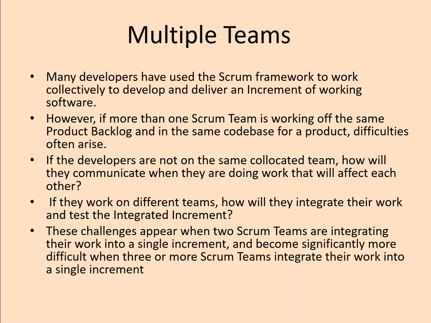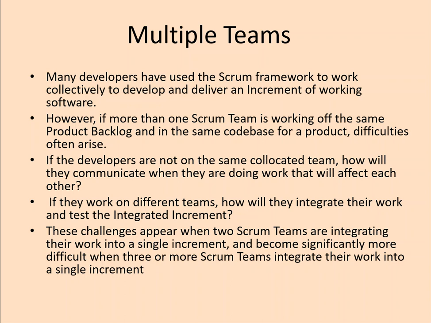And so, what are these multiple teams in a Scrum? Many developers have used the Scrum framework to work collectively to develop and deliver an increment of working software. However, if more than one Scrum team is working off the same product backlog and same code base for a product, difficulties often arise. If the developers are not on the same collocated team, how will they communicate when they are doing work that will affect each other? And also, if they work on different teams, how will they integrate their work and test the integrated increment?